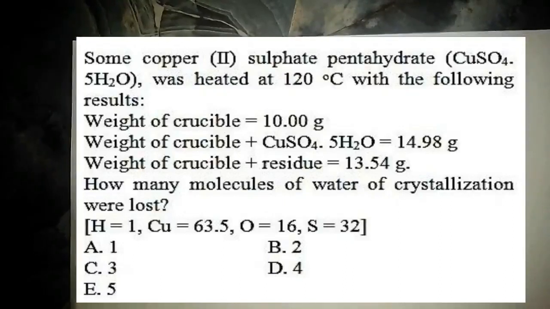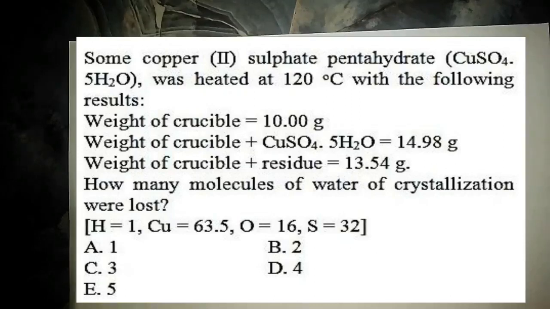So today we are going to be taking a look at a question under JAMB. So I will read the question as follows. As you can see the question appearing on your screen, it goes this way. Some copper(II) sulfate pentahydrate was heated at 120 degrees Celsius with the following result.